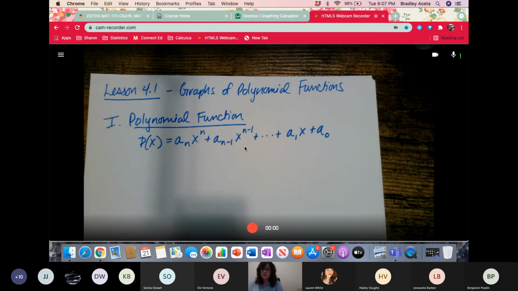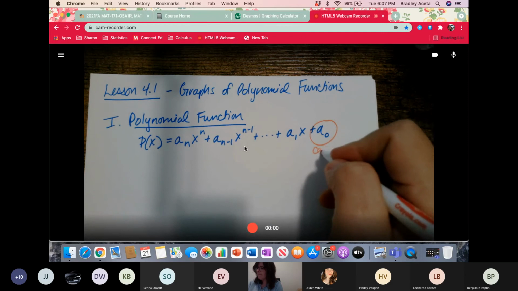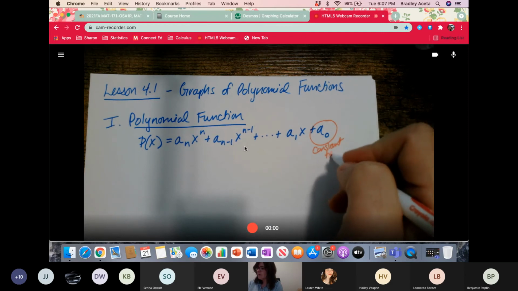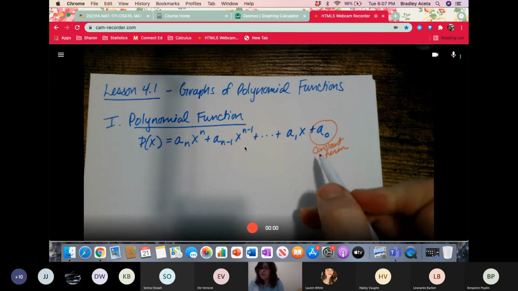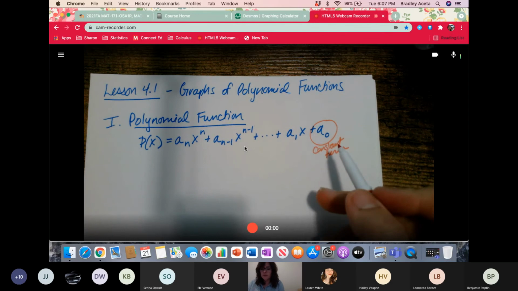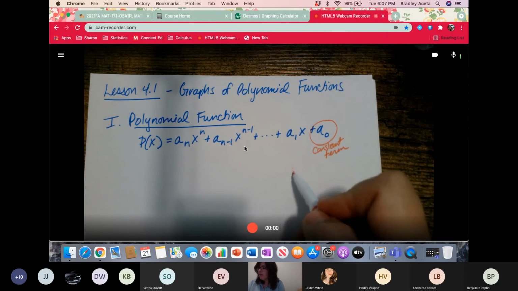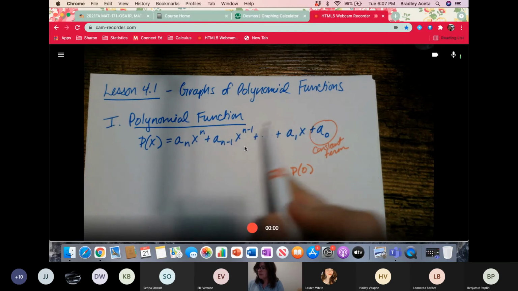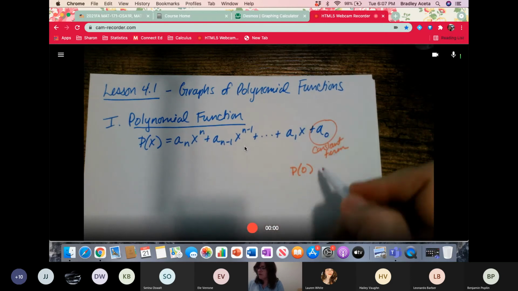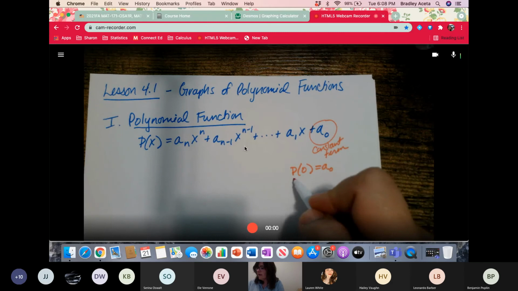My highest degree goes here. So if this was a 5, then I'd have a 4, then a 3, then a 2, then a 1, and then I'd have my constant term at the end. This is my constant term. Constant meaning like a number, 7, 5, negative 12, whatever. This is also your y-intercept, always. If I were to plug 0 in for x, all of these would go to 0, and then you'd have that guy left over, and he would be your y-intercept.